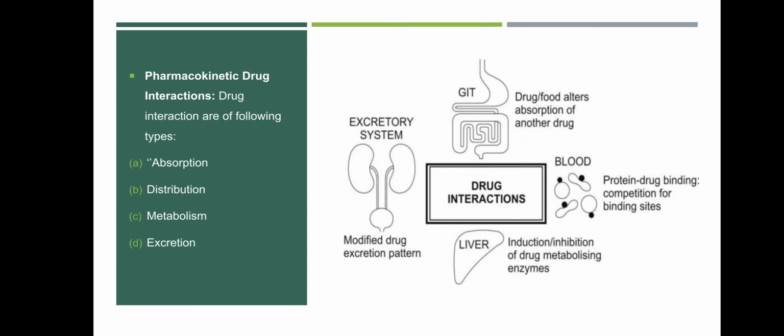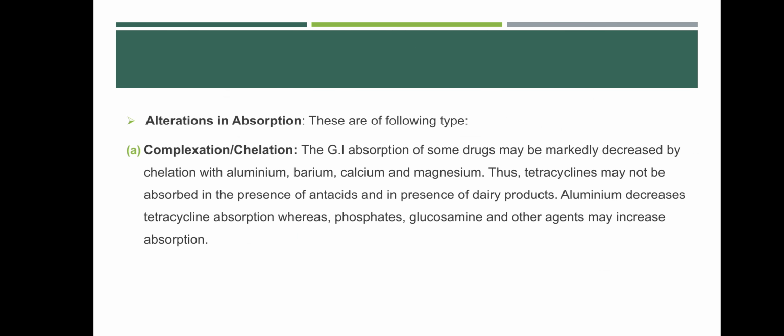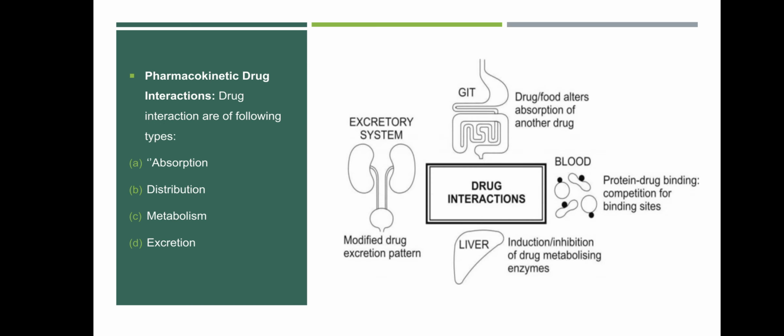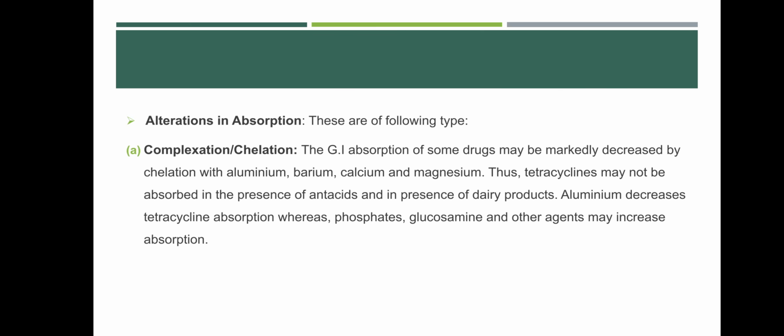interactions. In the pharmacokinetic drug interactions, the alterations in absorption include complexation, or chelation, altered GI pH, and altered bacterial flora. Firstly, we'll be dealing with complexation, or chelation. In this, the absorption of some drugs will get markedly decreased by the use of chelating agents like aluminium, barium, calcium, or magnesium, etc. These products directly decrease the absorption rate of medications.